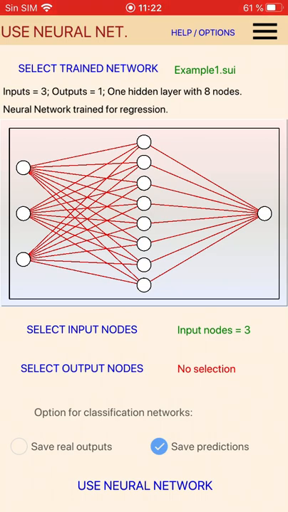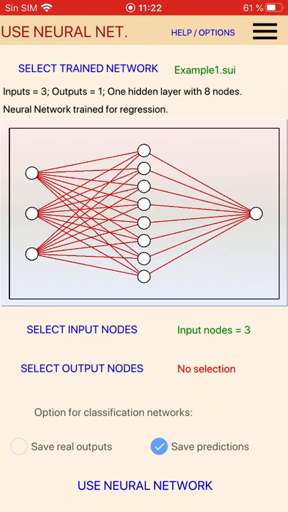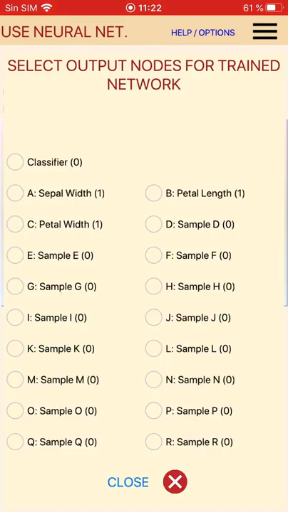And we have to select one output. And here you have all the samples of StatSuite. You can choose which you want, but of course the output is going to overwrite the previous content of the sample. So let's use this one, the next one, sample D.